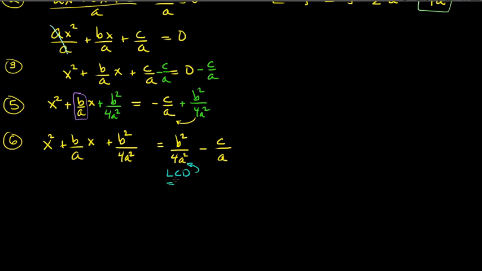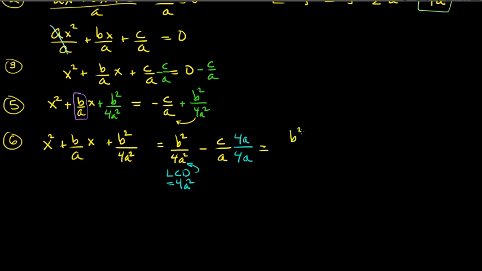So if the least common denominator is 4a squared, how do I turn this into 4a squared? Well, it already is. However, this is only an a. So what am I missing? Well, I'm missing a 4. And if I want a squared, I'm missing another a, because a times a is a squared. Okay, well, from that, we get... here, I'm going to keep going to the right, if that's okay.